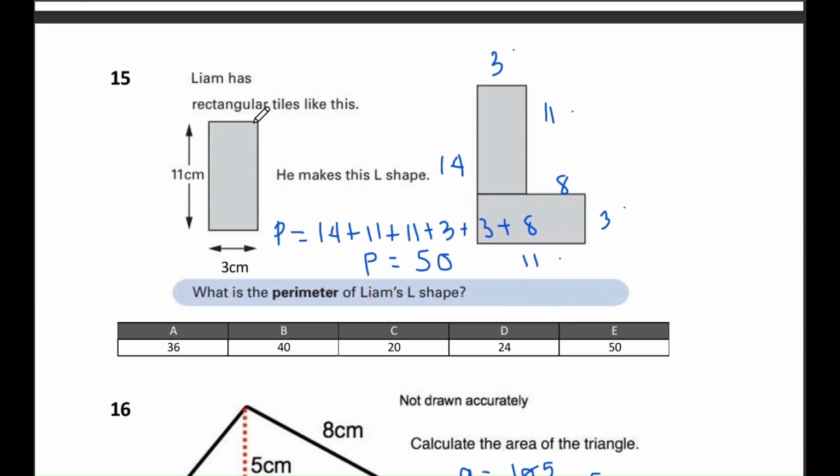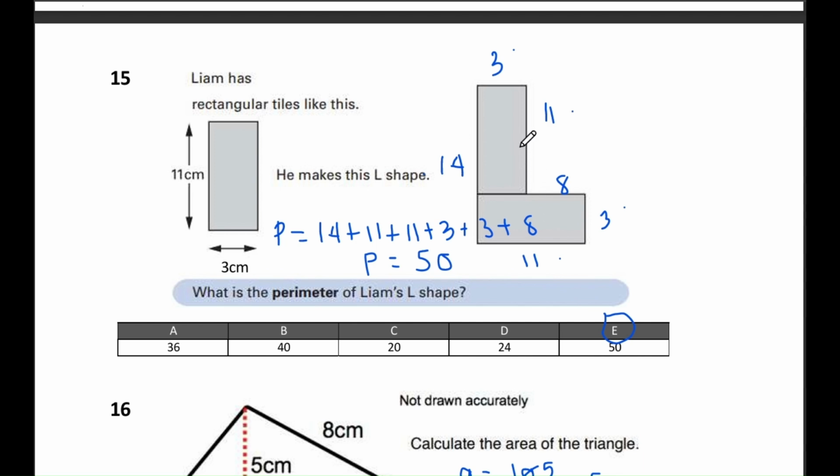Question number 15. Liam has rectangular tiles that are 11 centimeters by 3 centimeters, and he arranges them into an L shape. The question asks, what is the perimeter of Liam's L shape? Our options are A, 36, B, 40, C, 20, D, 24, and E, 50. The correct answer is option E, 50. To work this out, we have to imagine tracing around the entire outside of the L shape.